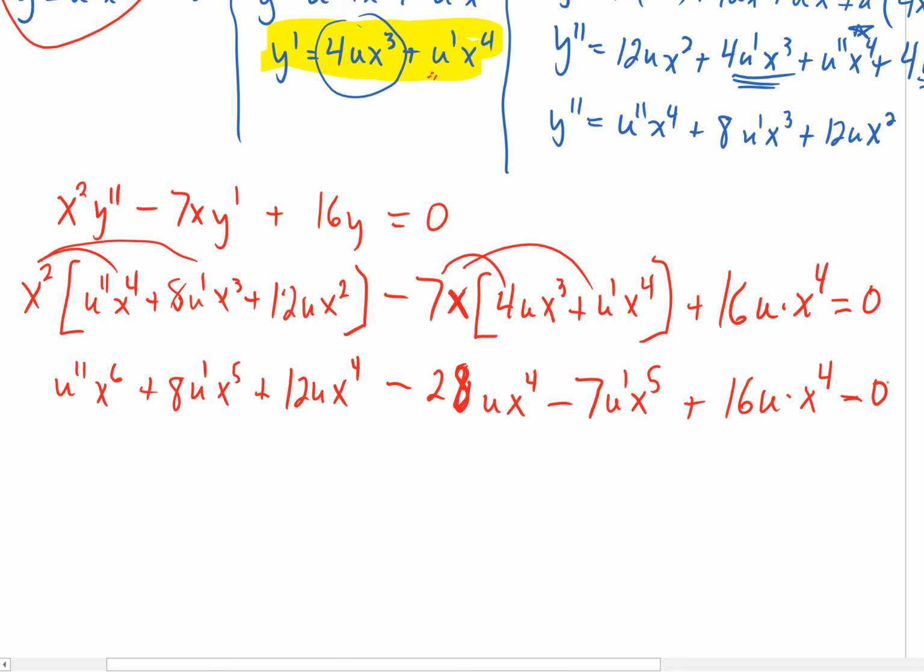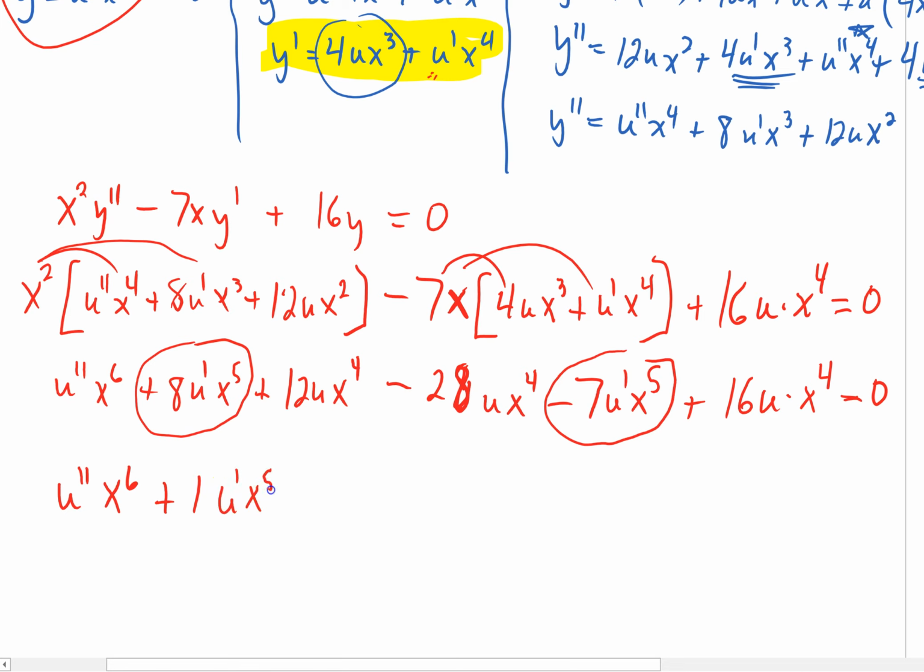Well, hopefully we can see that this is cleaning up. Let's put our like terms together. We're going to have a u double prime x to the sixth, but let's start looking at just what we have for our u single prime. We've got this 8u prime x to the fifth. We have a minus 7u prime x to the fifth. That's going to add up. 8 minus 7 is just going to be a 1. So we'll have a 1 u prime x to the fifth.